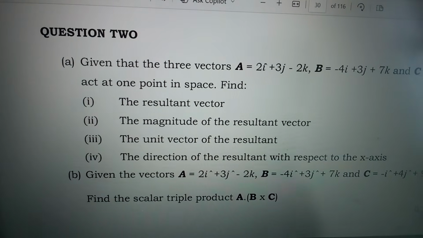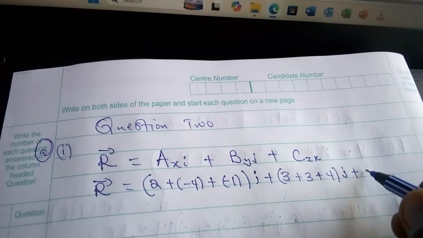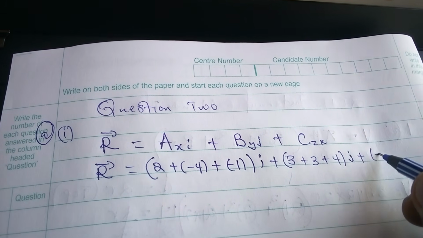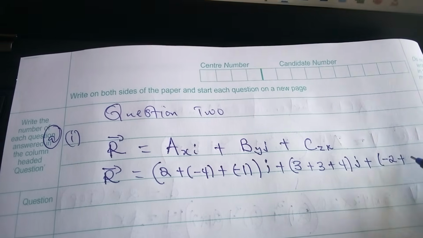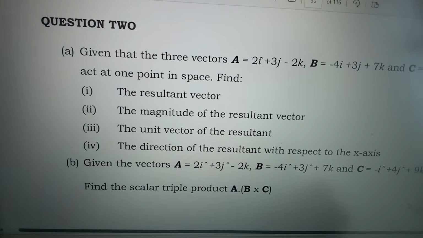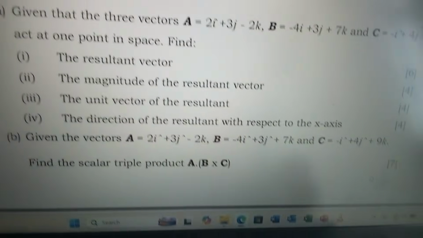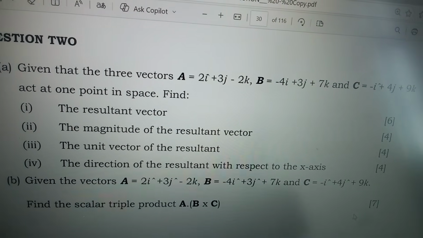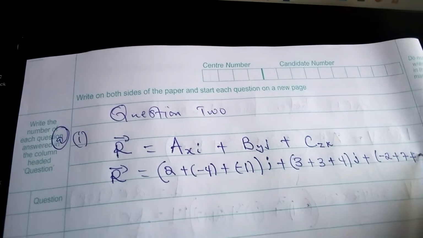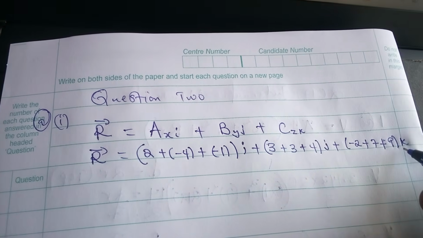For vector A, the coefficient of k is negative 2, so negative 2 there, plus positive 7, plus positive 9 there for vector C. Then you indicate k there.